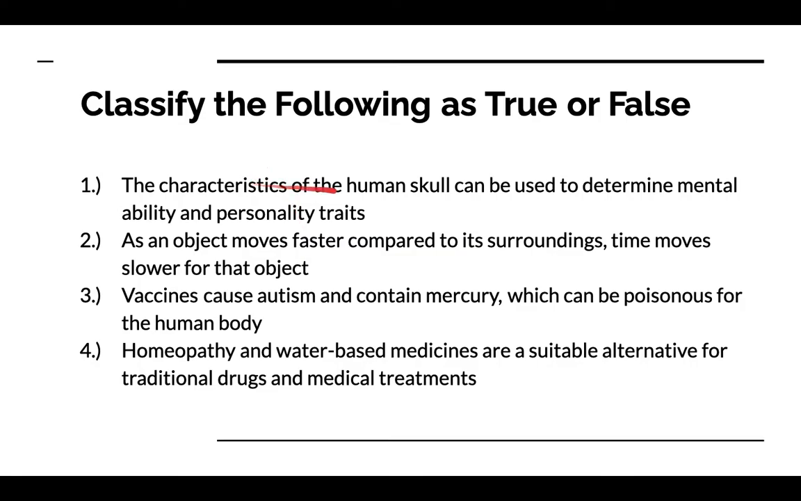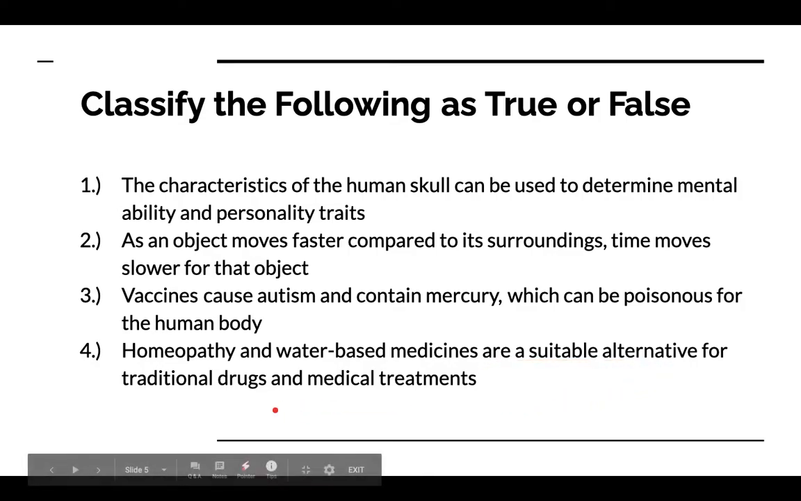The first one: the characteristics of the human skull can be used to determine mental ability and personality traits. The second one: as an object moves faster compared to its surroundings, time moves slower for that object. And then 3, vaccines cause autism and contain mercury, which can be poisonous for the human body. And then 4, homeopathy and water-based medicines are a suitable alternative for traditional drugs and medical treatments.